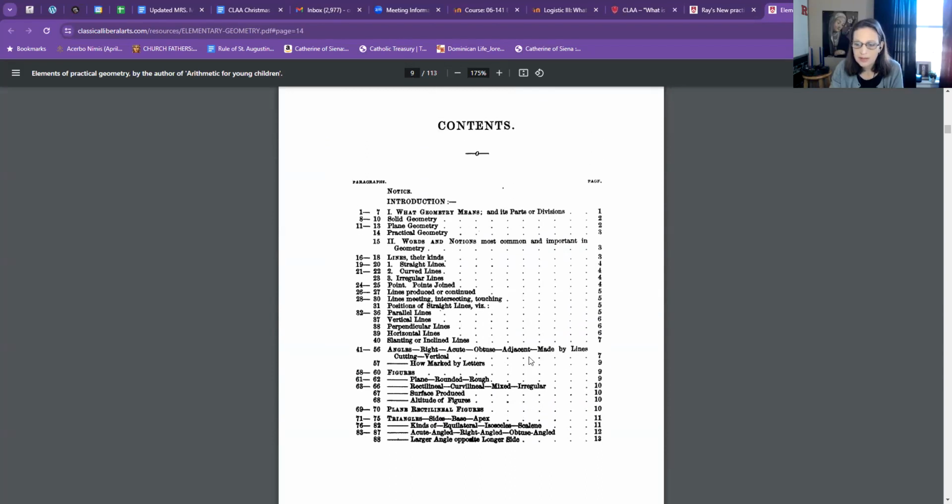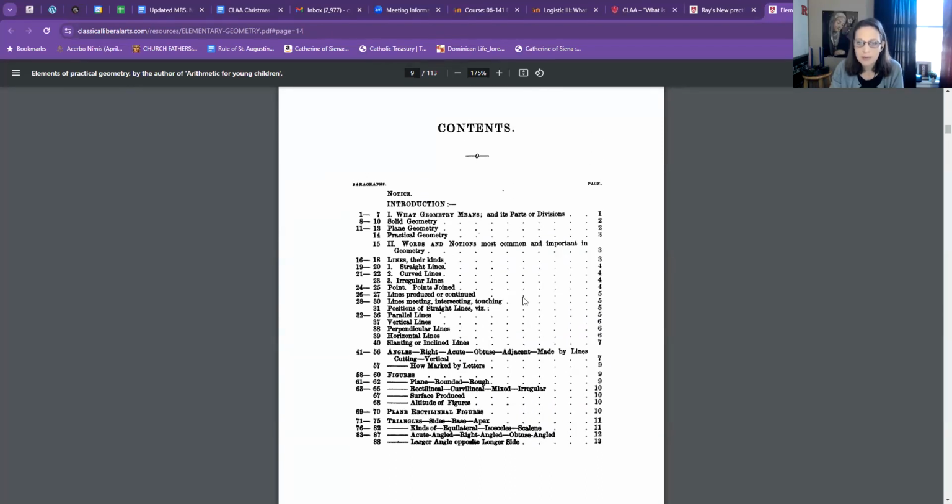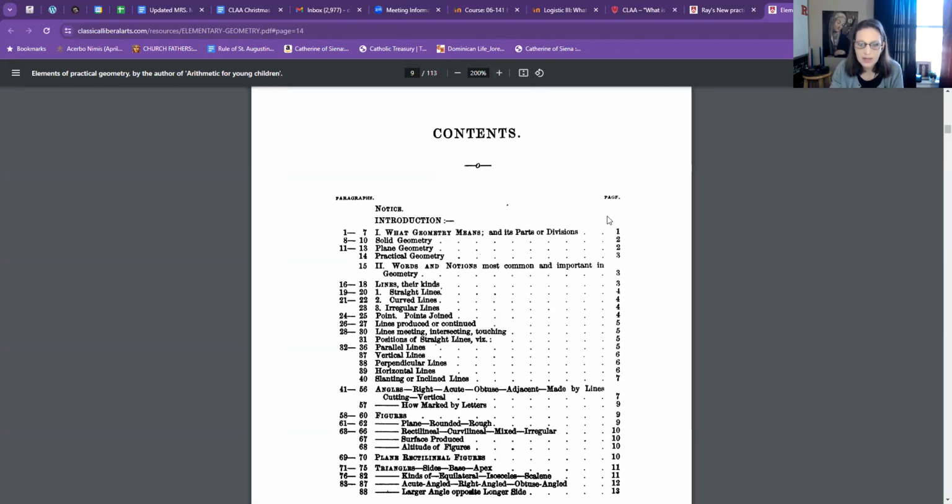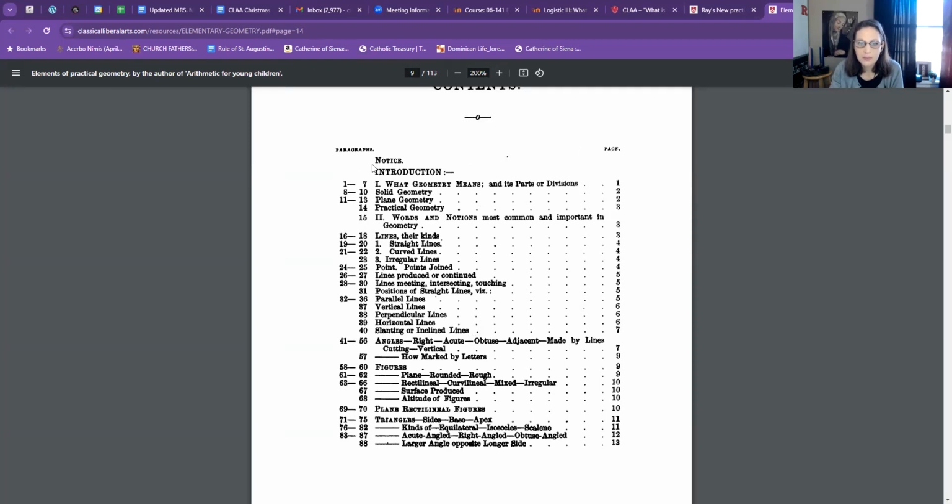So here's a table of contents. I always tell you to look at the table of contents when you're starting with a book, so you can see what it's about. So let's look through this. Here's the notice we just read, and the introduction: what geometry means and its parts or divisions. We have solid geometry, plane geometry, practical geometry. We don't know what any of those things mean yet, but we're going to learn as we read through the book.